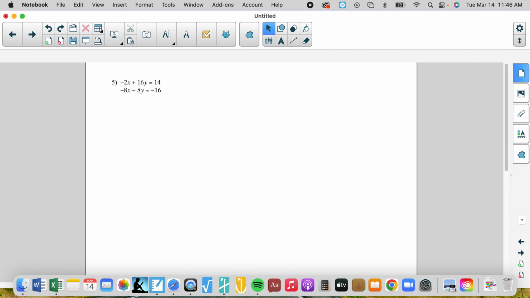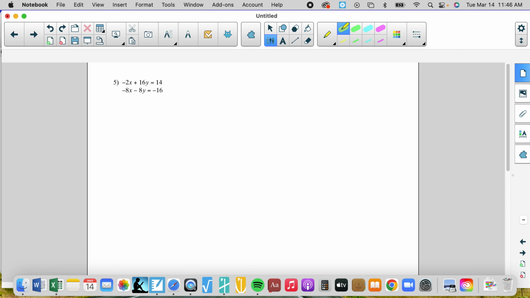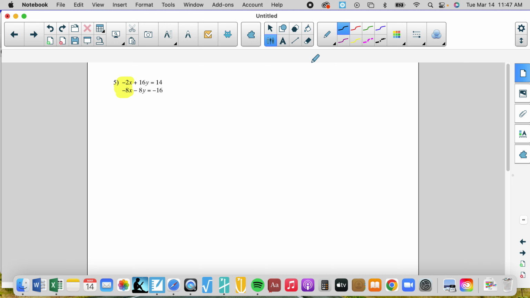What if we wanted to do the x's? Let's just do it for fun. What if we wanted to do the x's? Now we have to be aware that the signs are the same, and we know the signs have to be opposite of each other. But 2 and 8 are multiples, so that's why I thought it was okay.